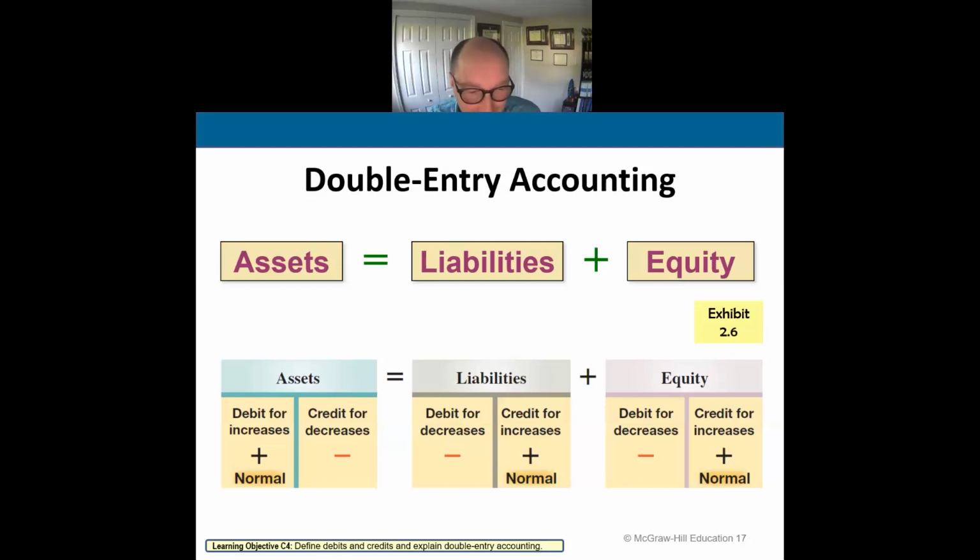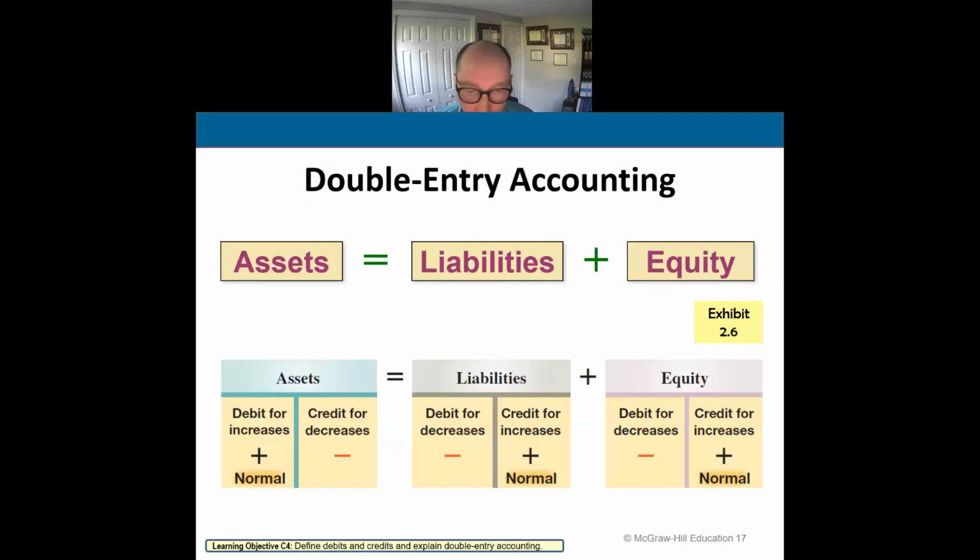So for assets, it normally has a debit balance. To increase an asset, we debit. To decrease an asset, we credit. That's why you see the plus and minus at the bottom of this slide. This slide will help you a lot, I promise you, especially when it comes to the homework assignment.